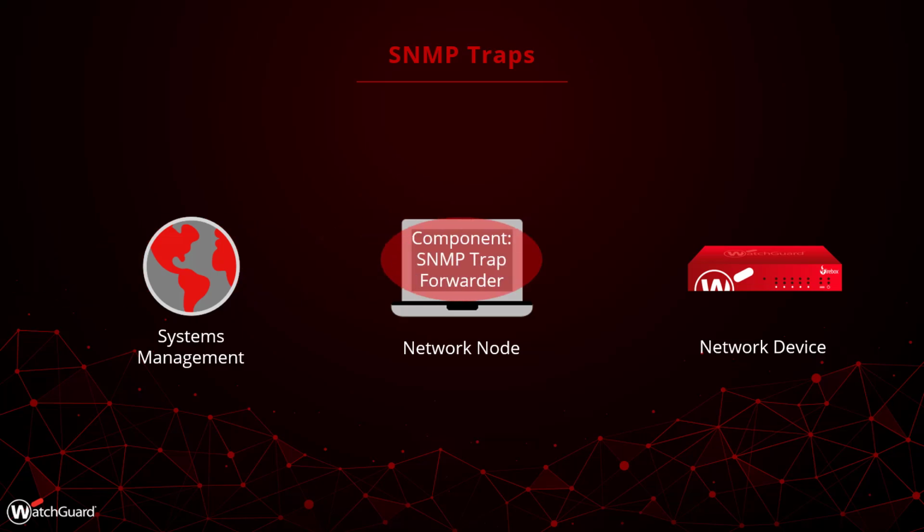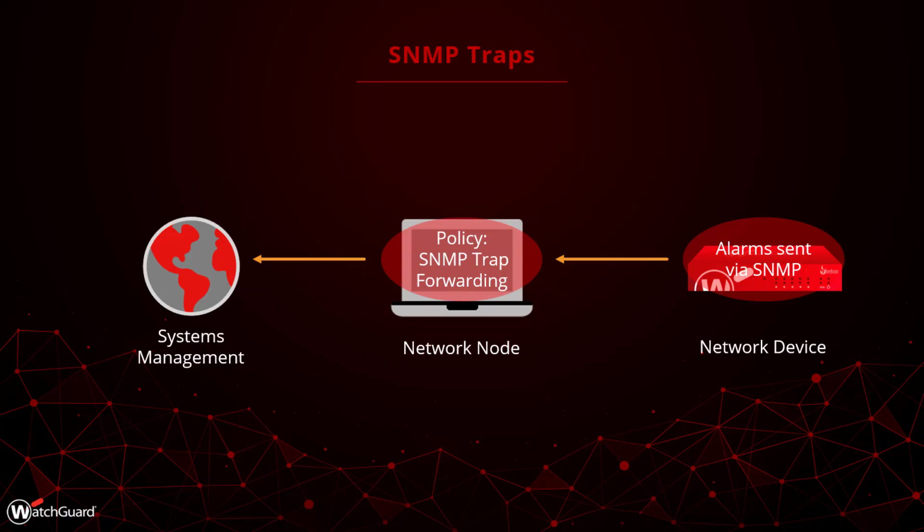You must first use a job to deploy the SNMP trap forwarder component from the COM store to your network node. After you do this, you can set up a new monitoring policy for the network node using the best practice SNMP trap forwarding policy. After the network node is set up, you can configure the Firebox to send traps to the network node, then configure alarm notifications to be sent using SNMP for the events you want to track. If the trap is triggered, it will appear via the policy in Systems Management, which you can then review or configure to send you an email.